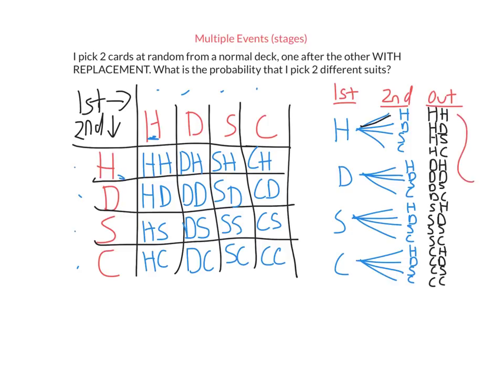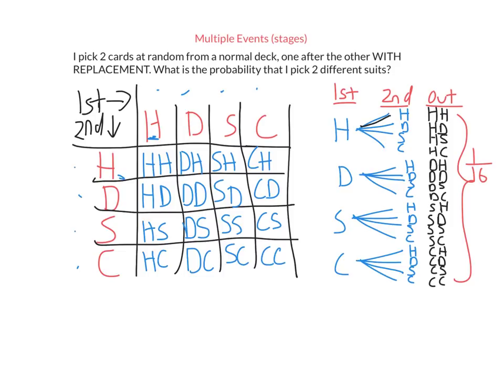Now, because all of these are equally likely, the probability of getting any one of them is 1 out of 16, because there are 16 in total. So if I pick 2 cards at random from a normal deck, one after the other with replacement, what is the probability I get 2 different suits?